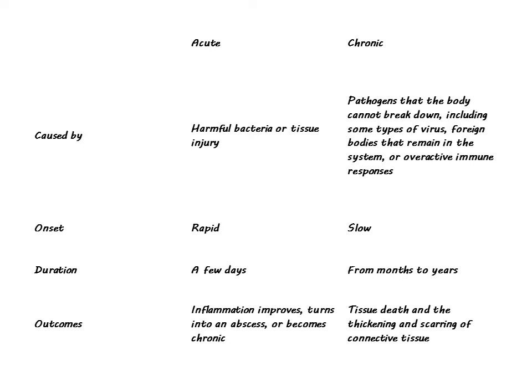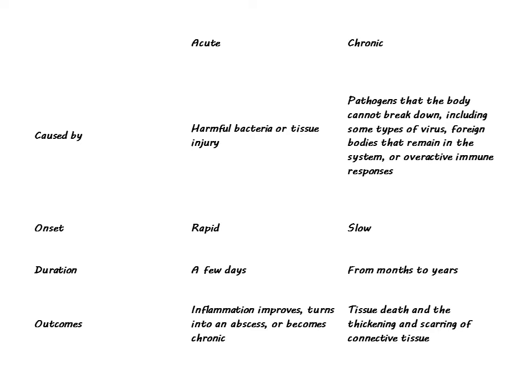But in the condition of chronic, when it becomes chronic, our immune system becomes incapable of eliminating or controlling them. So that is why chronic inflammation involves pathogens that the body cannot break down, which include some types of virus or foreign bodies. When the body is unable to fight against them or break them down, they remain in the body for a longer time. As it remains in the body for a longer time, that is why we call it chronic inflammation. Hope this is clear for you. And there is also another cause for chronic inflammation, overactive immune responses.